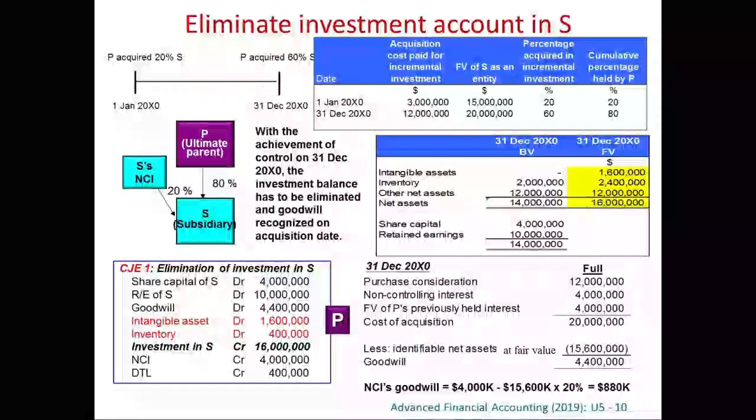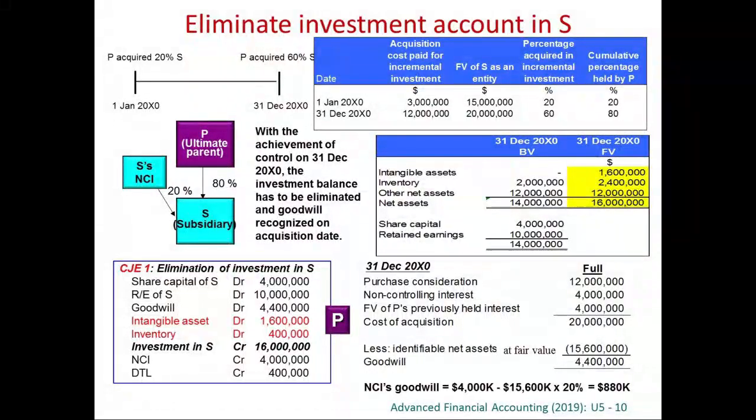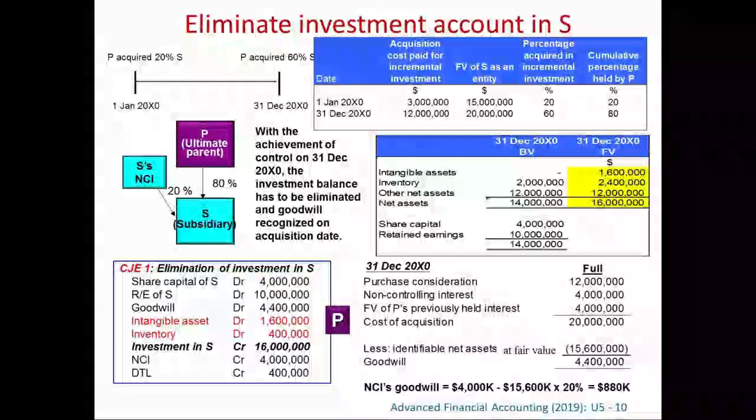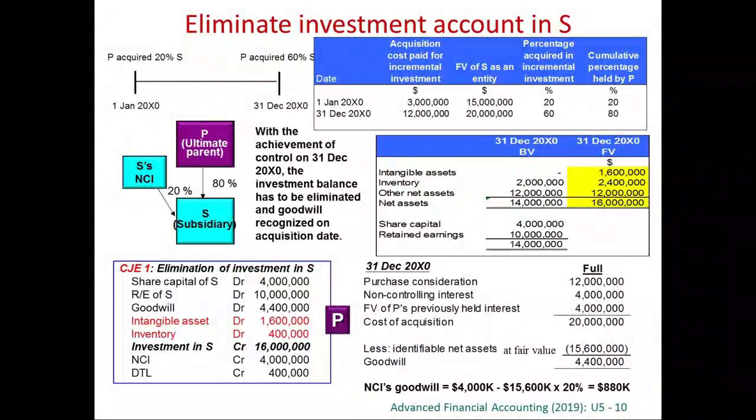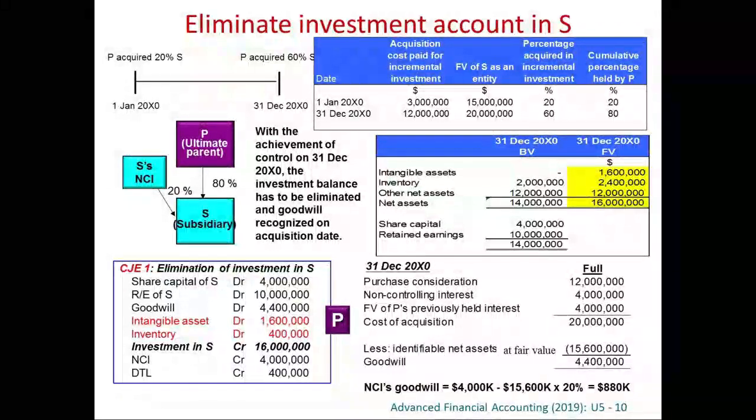Okay? And here we show that NCI is not measured using partial goodwill method because NCI is 4 million, which is higher than the fair value of the net assets. Right? You do have a goodwill for NCI. That means we are not using partial goodwill method. If we are using partial goodwill method, it must be a proportionate share of the identifiable net asset. It's not, right? We are not using the identifiable net asset to measure the NCI. So this is not partial goodwill method.